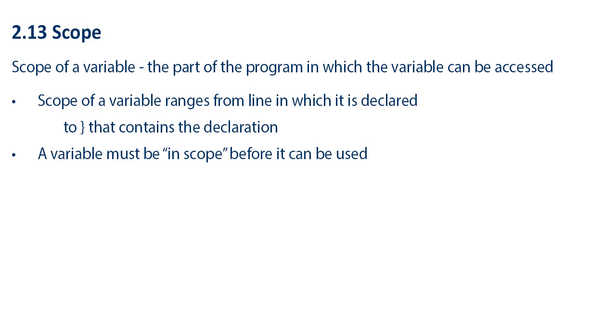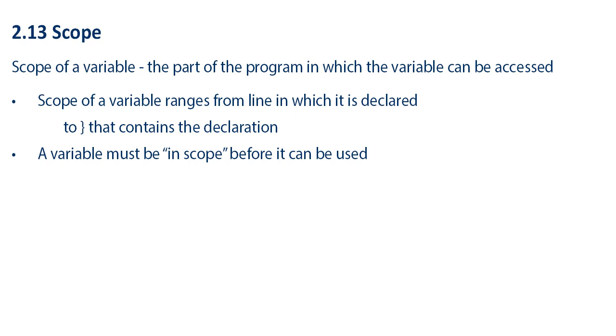Section 2.13, Scope. The scope of a variable is the part of the program where that variable can be accessed. The scope of a variable begins when that variable is declared. So a variable, in other words, cannot be accessed before it's declared. And the scope of a variable ends with the closing curly brace that contains the declaration.